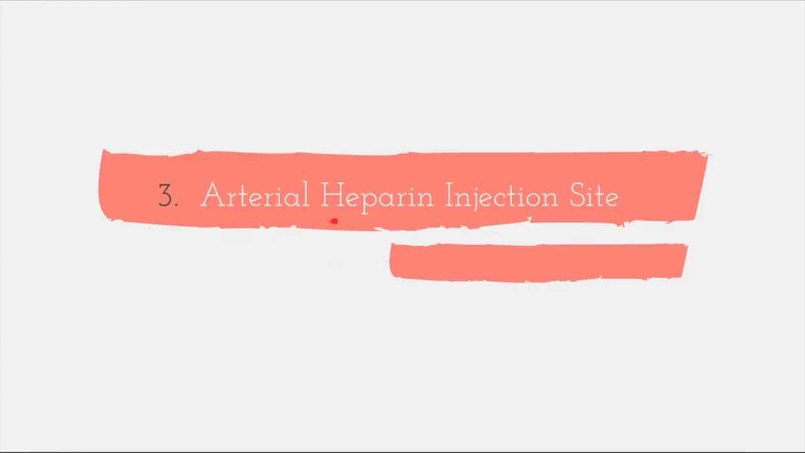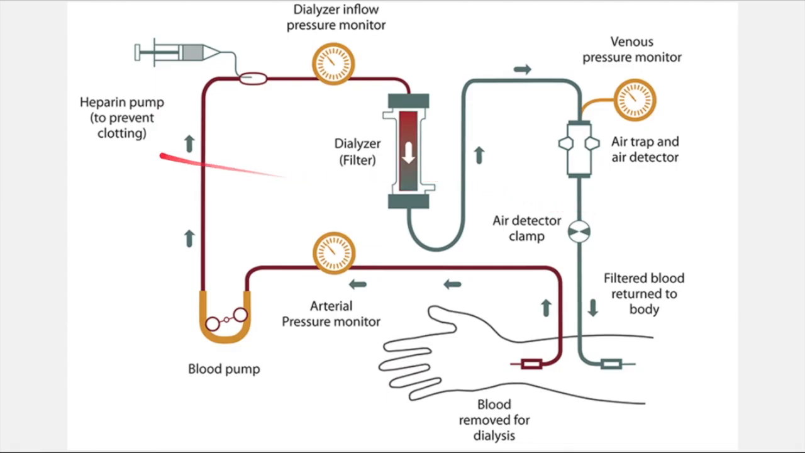Next is the arterial heparin injection site. So it can be shown in this portion for the heparin injection site. This is used to prevent coagulation of the blood, as heparin is an anticoagulant to prevent blood clots.